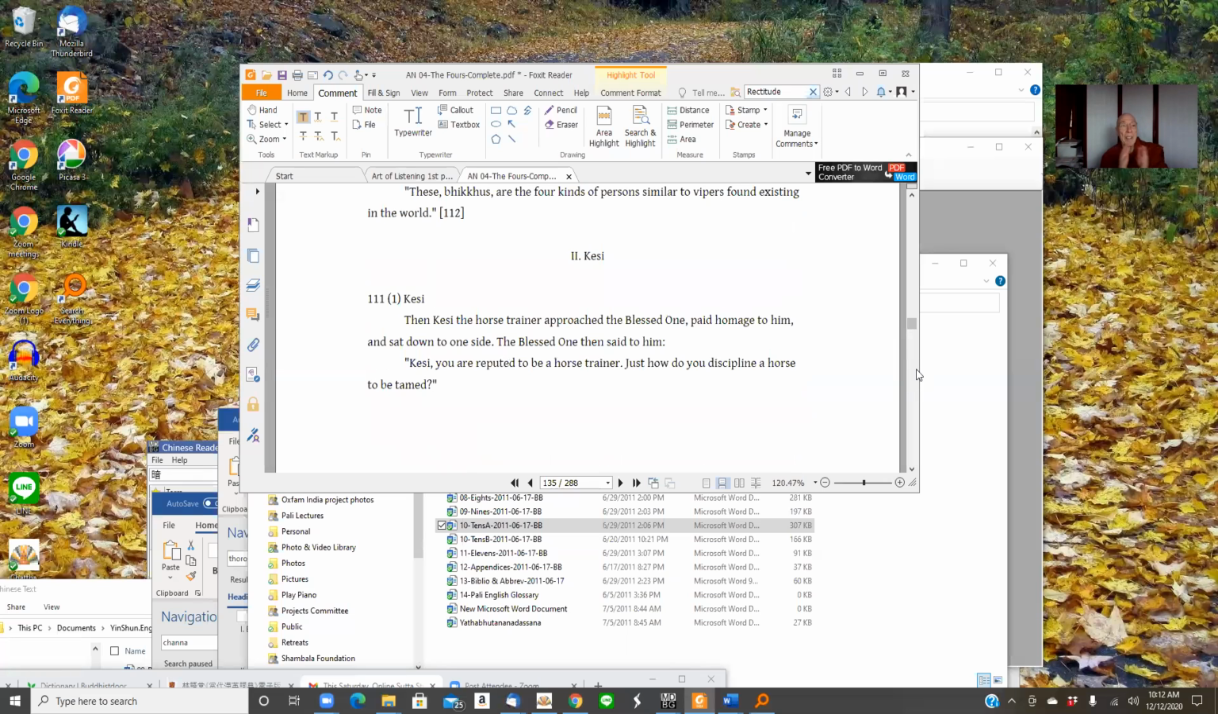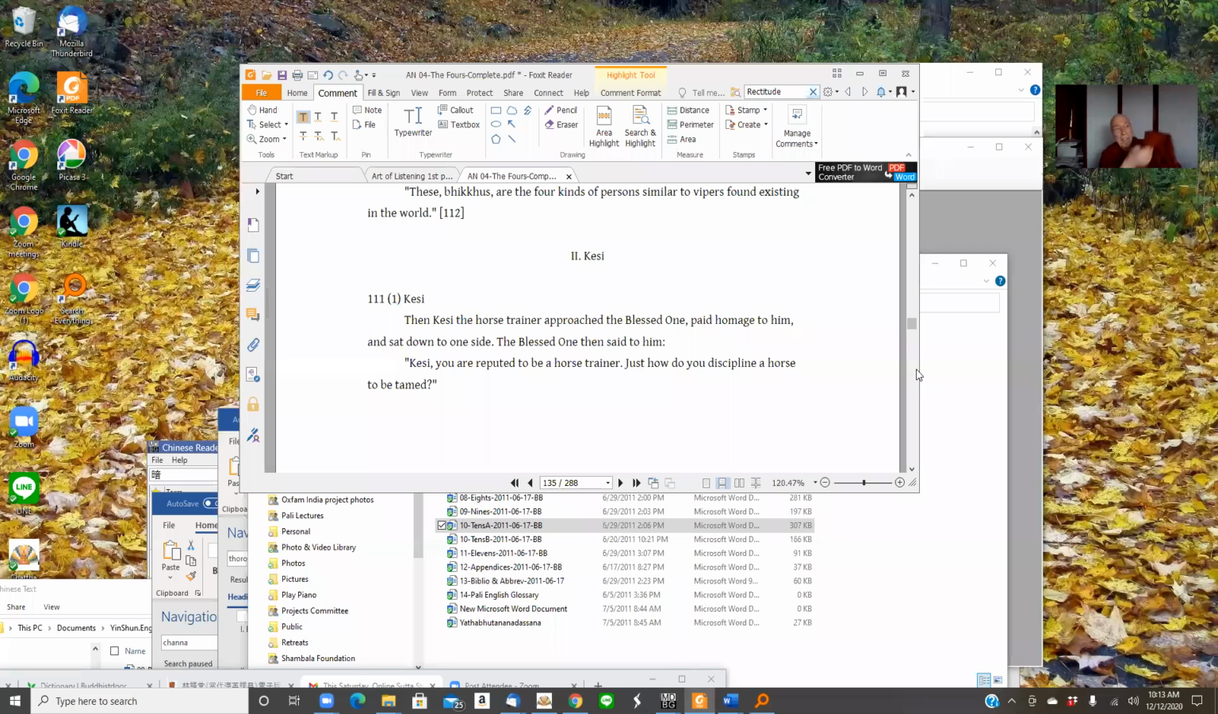And we'll start with three bows to the Buddha. If you have a Buddha image in front of you, you can bow to that. If not, you just visualize an image of the Buddha. And so we bow three times. One, two, three.